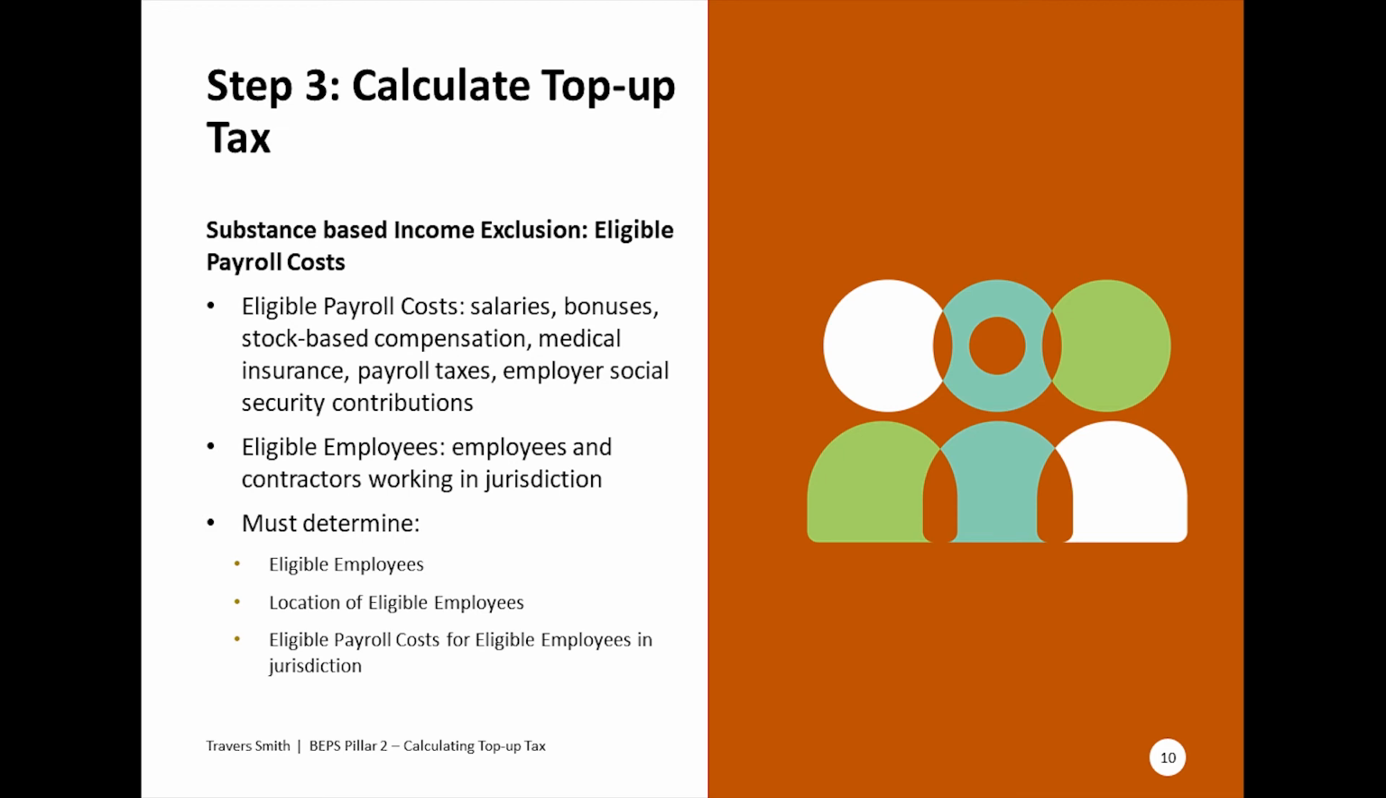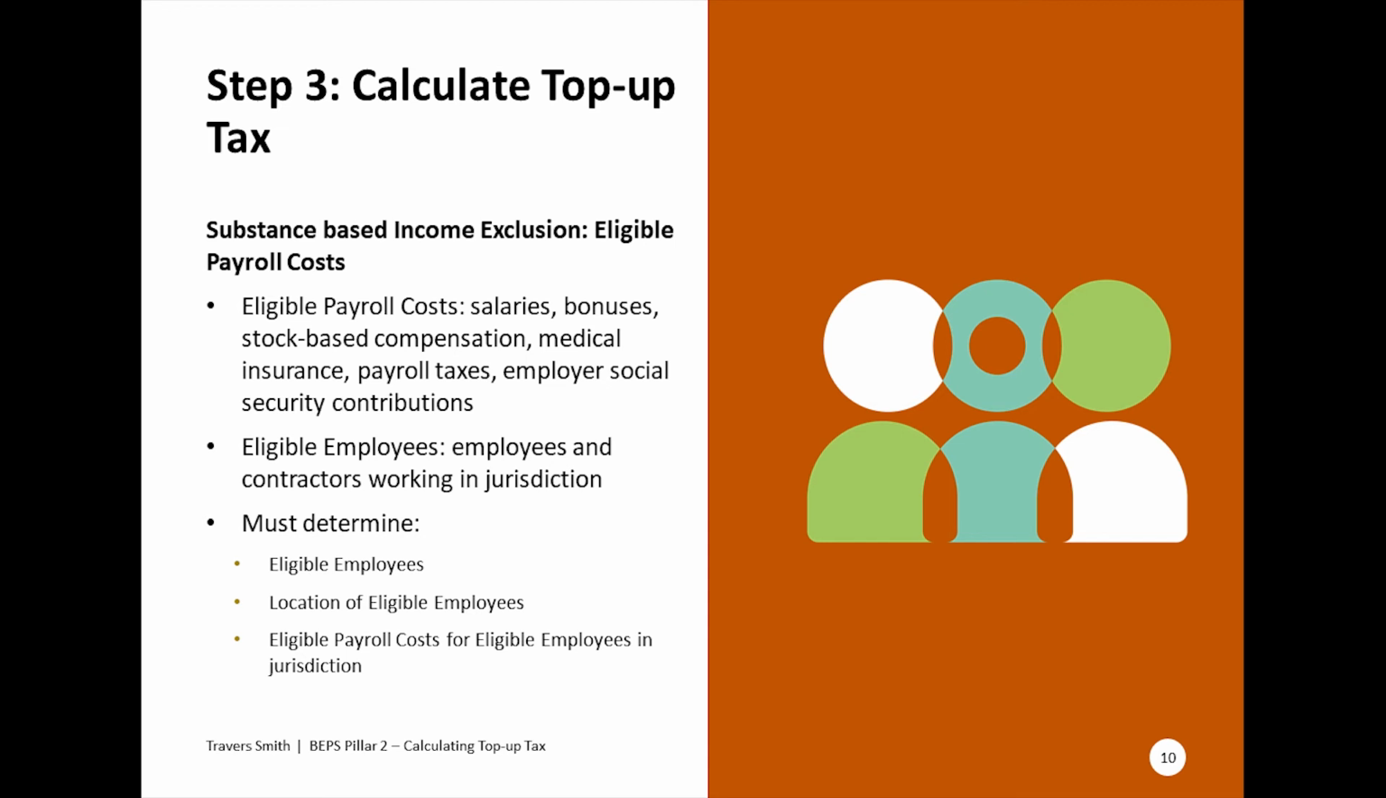Let's look at the detail of this exclusion. We now need to look at the meaning of eligible payroll costs. So this is broadly defined. It covers salaries, bonuses, stock-based compensation, so share options and so on, medical insurance, payroll taxes, the employer's social security contributions, and so on. However, it must relate to work that is done by eligible employees in the jurisdiction.